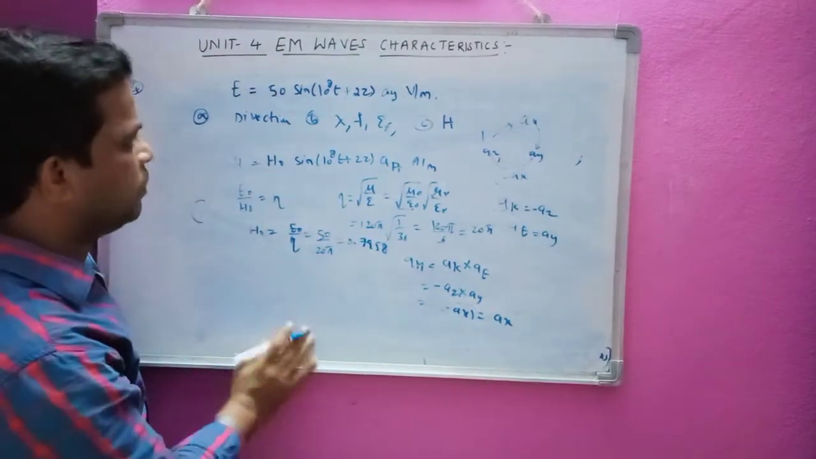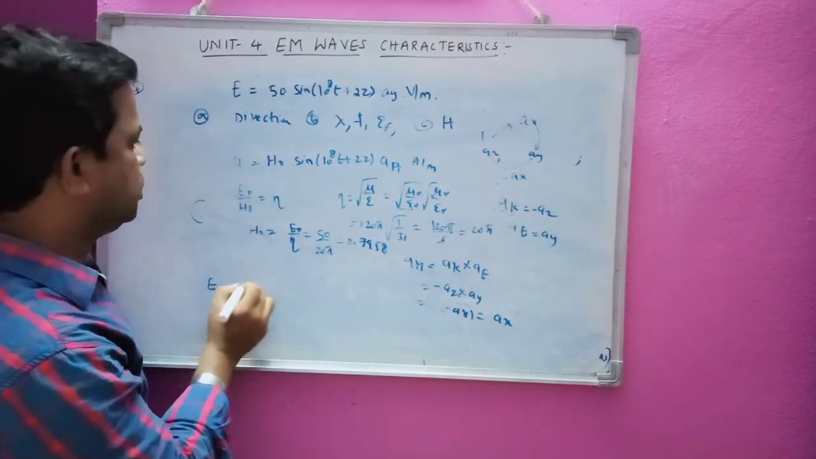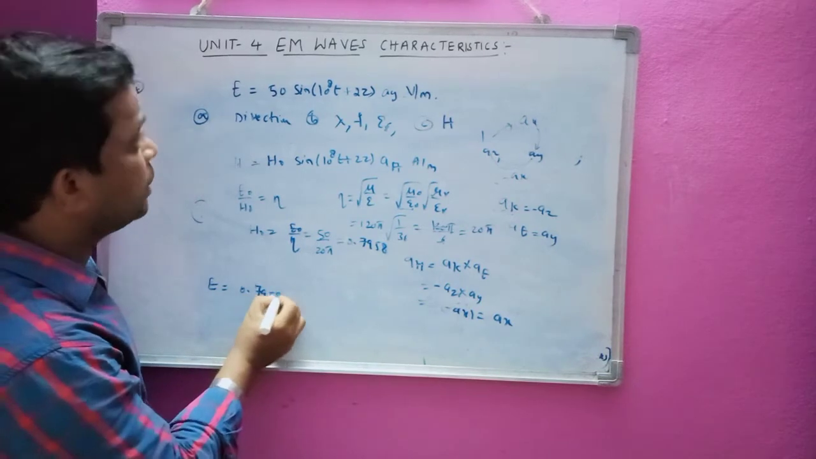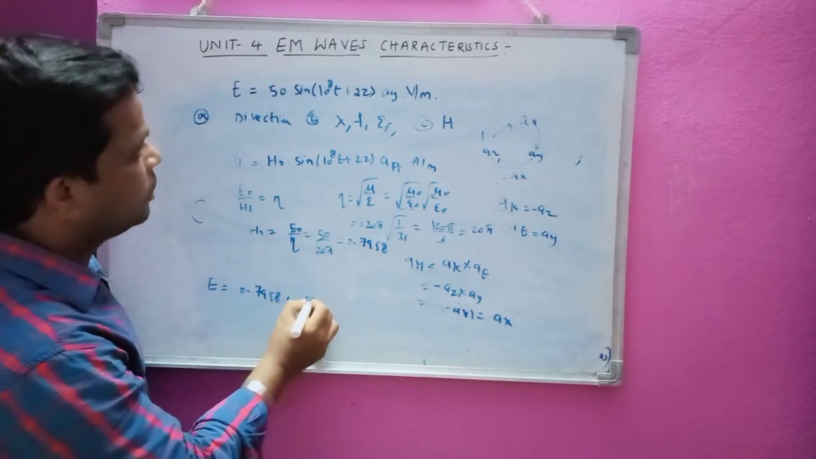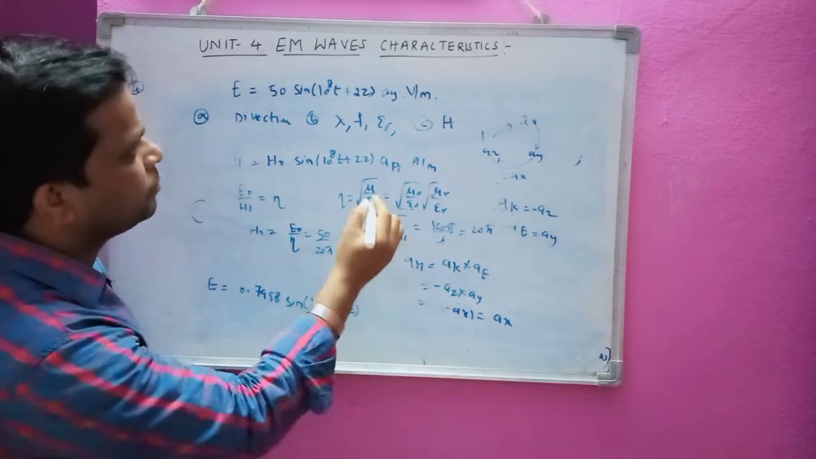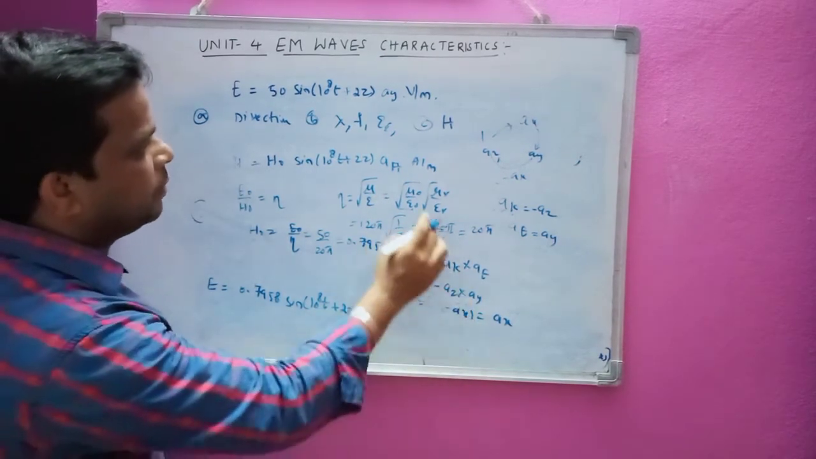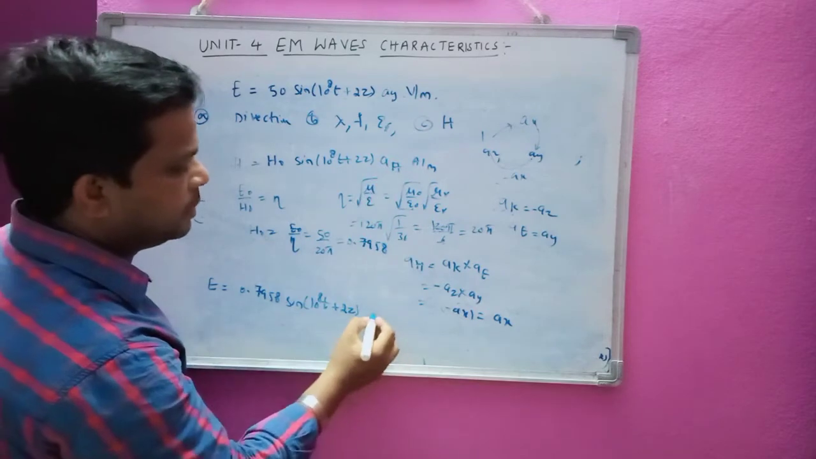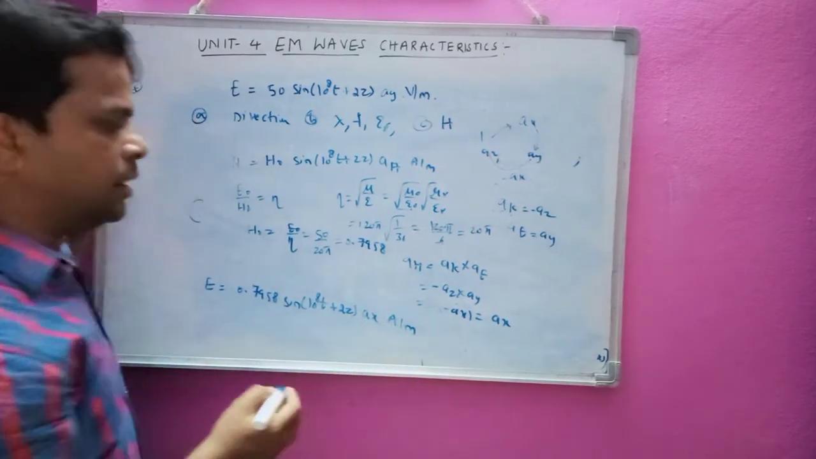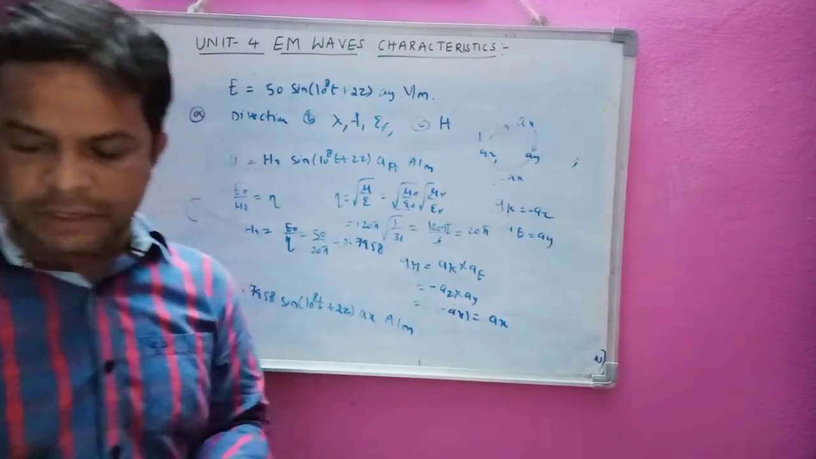Now I can write the final value of H as 0.7958 sine (10 to the power of 8 t plus 2z) into aX amperes per meter. So this is the final answer we are going to get for the given question.